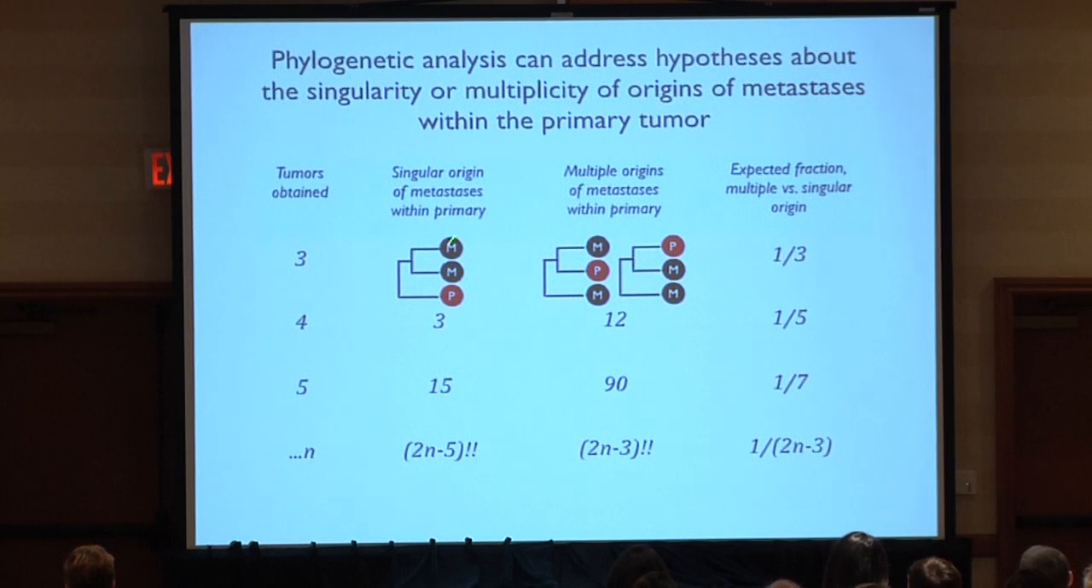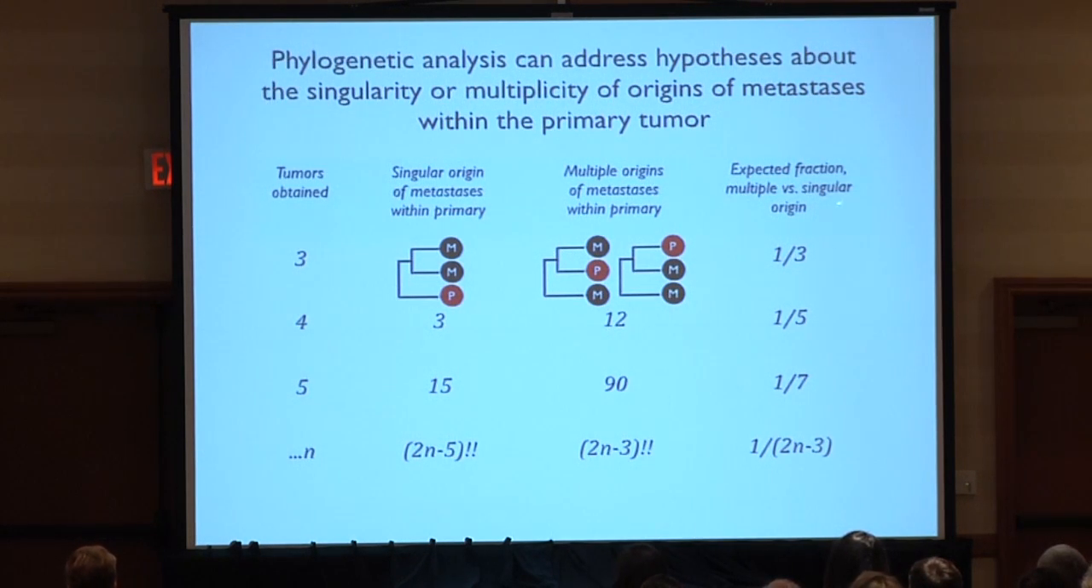Under the linear model, what you predict is that all of the metastases should be more closely related to each other than they are necessarily to the primary tumor. Under an idea of multiple origins of metastases, the primary will sometimes be nested within the metastases, because the metastatic tissue may have departed from the primary tissue early, and the primary tissue that you sample may be more closely related to the metastases.